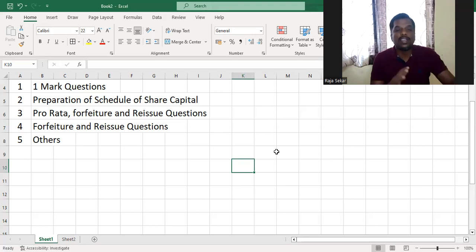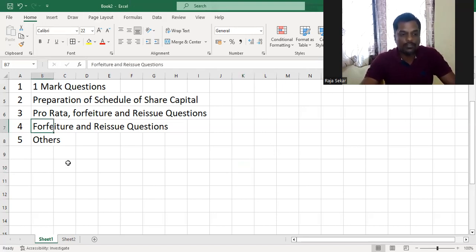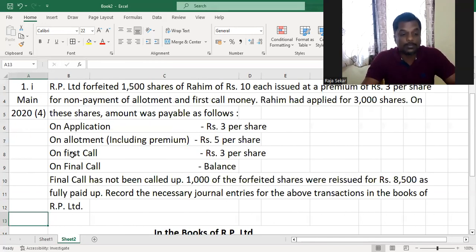Understood or not? And then rarely we have other questions which are 3 marks or 4 marks that test concepts like calls in advance or calls in arrears specifically. Today I'm going to start by solving the forfeiture and reissue questions. We'll first finish the forfeiture and reissue question, then go to pro rata forfeiture and reissue, then the preparation of the share capital question, and we'll end up solving all the questions from the past 5 years, starting from 2018.